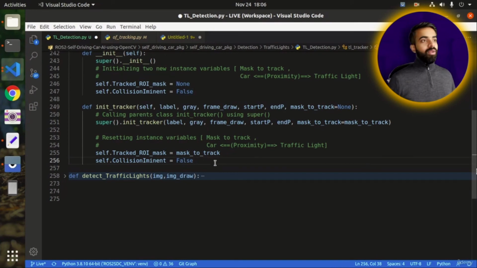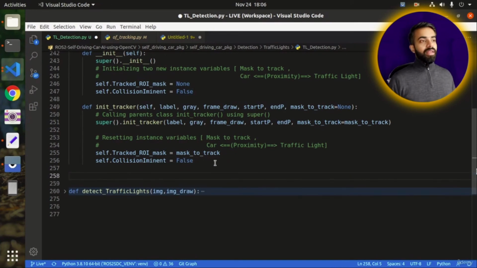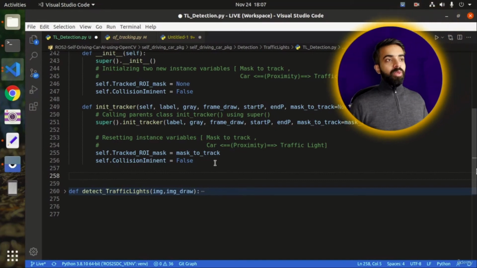Now, we define the third function for this particular class, that is the traffic light tracker's track function. Now, the track function is the core function that performs the tracking for the optical flow tracking algorithm. Because we want the functionality slightly modified for this track function, we cannot directly inherit it from its parent class. So what we do is known as function overriding.